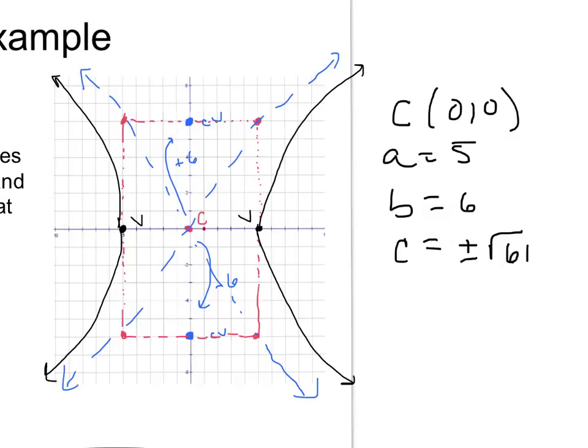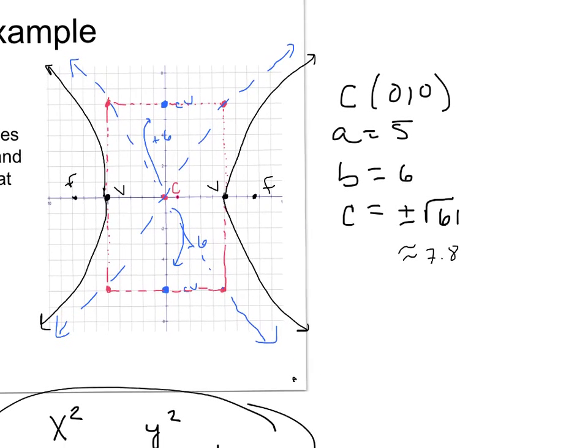And this plus or minus root 61, I told you earlier, is about 7.8. This was already 5, so 7.8 is going to be about right here. So here's my focus. Negative 7.8 is going to be about right here. Here's my other focus. So I've plotted all my points, and I'm going to shrink this a little bit, and that's our shape.